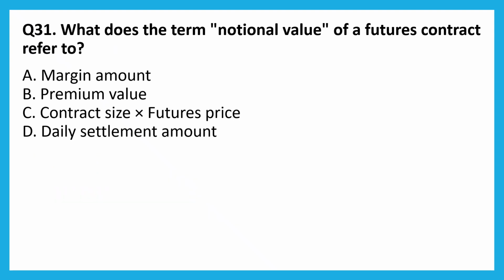Next question. What does the term notional value of a futures contract refer to? Option A, margin amount. Option B, premium value.